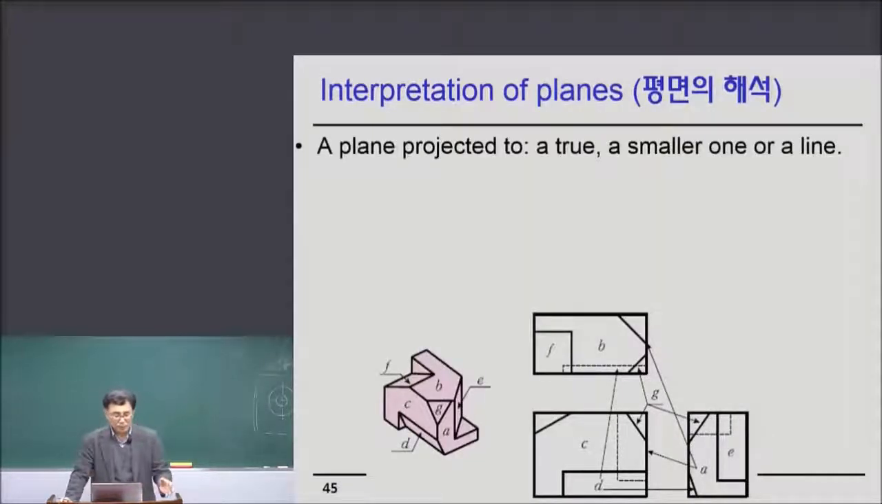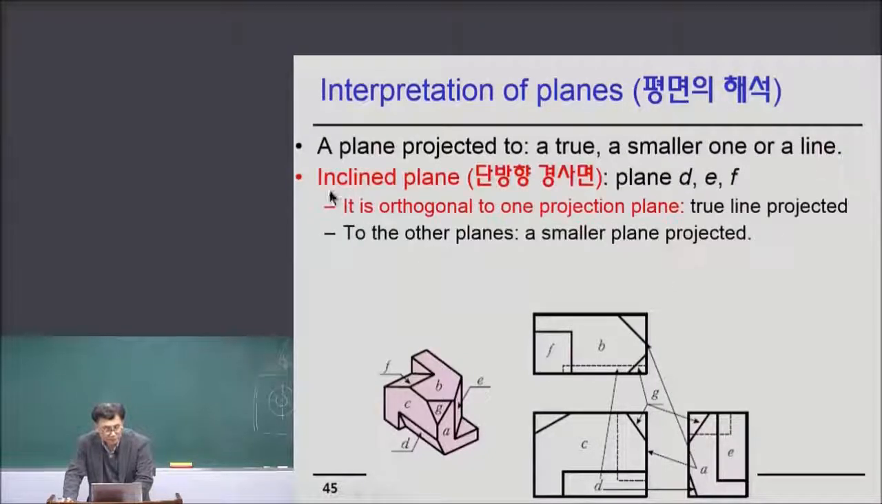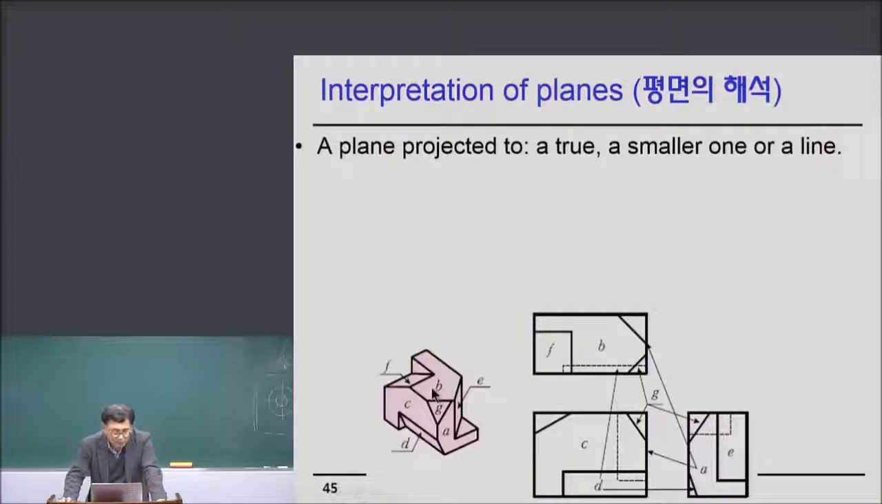And a plane. A plane can be projected to a true plane, a smaller plane, or a line, okay? Maybe plane B is parallel to the top view, so B is projected to the top view as a true plane, a true shape. Also A is a true shape, a true plane. C is parallel to the front view plane, so it is projected to the front view plane as a true plane C.